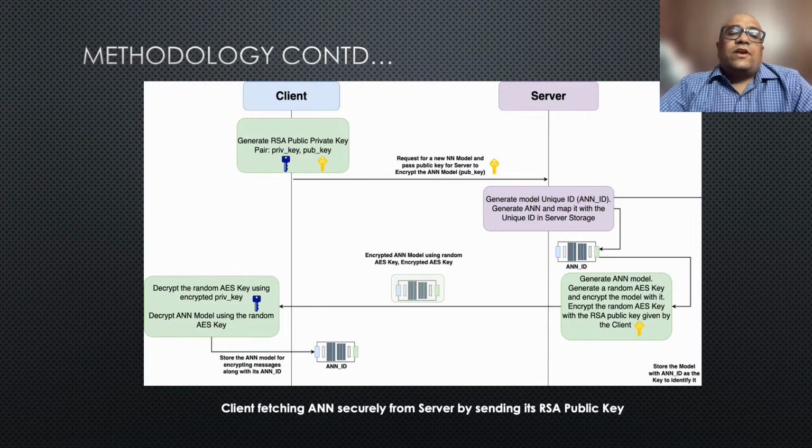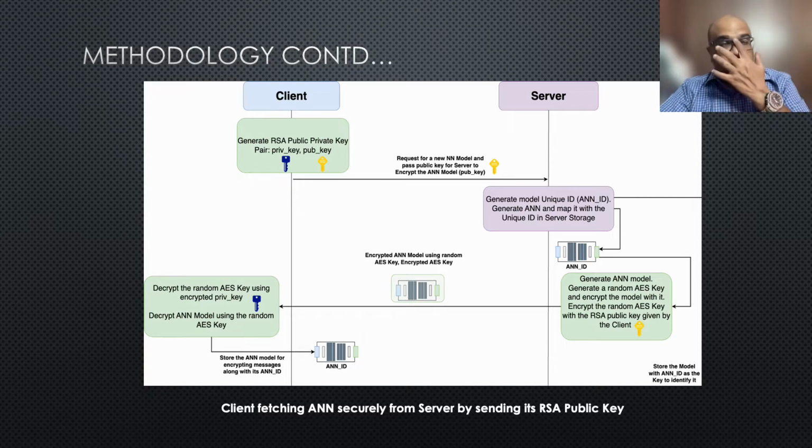So the client and server, in order to start the ANN based communication, first they need to ensure that the ANN itself is generated at the server side and communicated securely from the server to the client. For that, the client uses RSA encryption. It generates a public private key pair, and it gives out the public key and asks the server to generate an ANN model, the H5 file, and encrypt it using that public key.